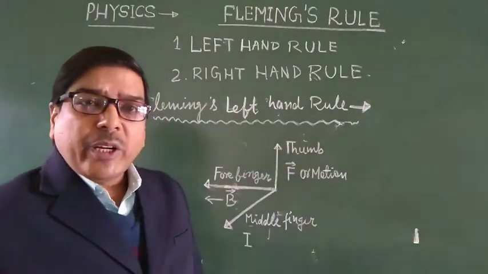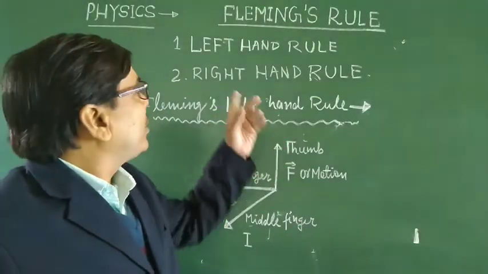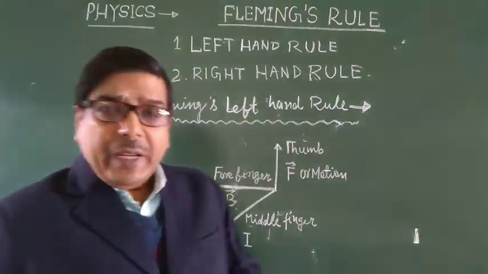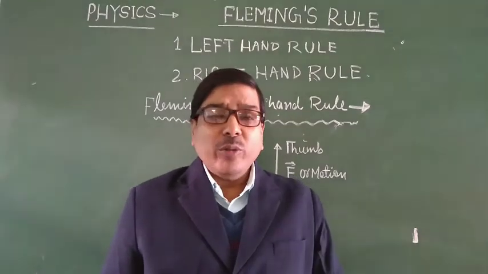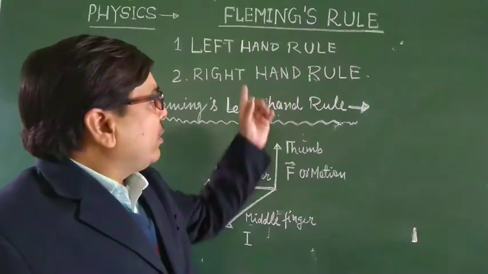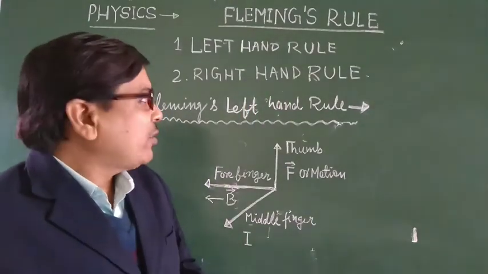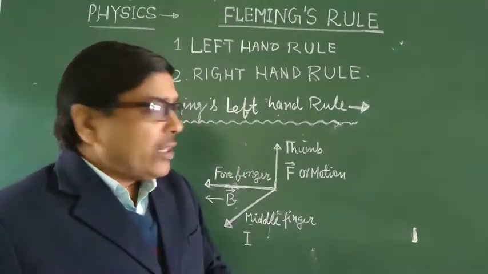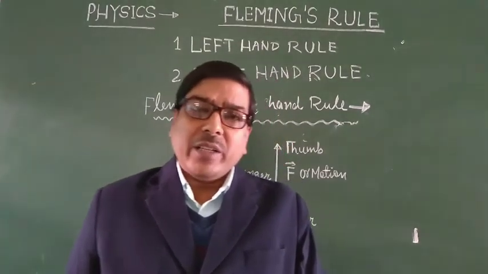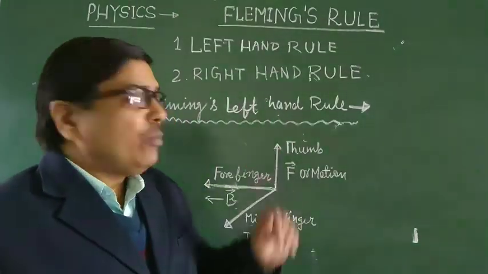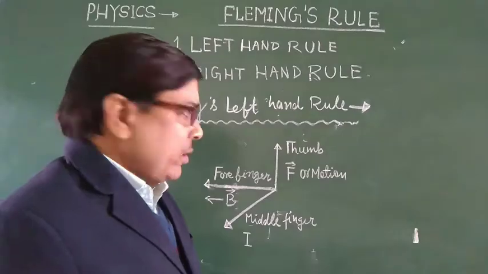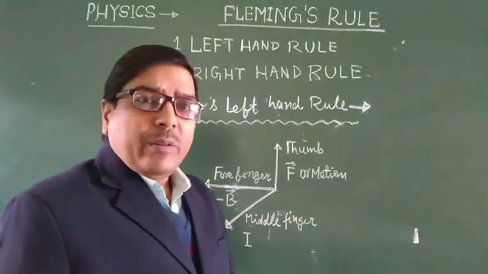It plays very important roles. It is of two types: left hand rule and right hand rule. Left hand rule is used to find the direction of the force exerted on a current carrying conductor placed in a magnetic field, whereas right hand rule is used to find the direction of induced current produced in a conductor moving in a uniform magnetic field. So these rules are very important, which are used in practical life.